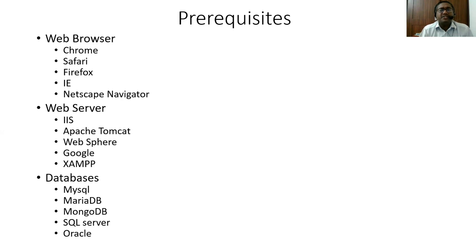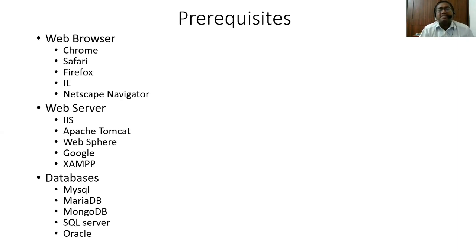Prerequisite. What are the things we should know before going to learn this full stack web development technology? First, we should have an idea about web browsers. There are different web browsers available. We all know about that: Google Chrome, Apple Safari, Mozilla Firefox, Internet Explorer, Netscape Navigator, all are client-side software. So whatever information we want to display over the internet, we will use this web browser. If you want to fetch any information from the internet, we will use this web browser.